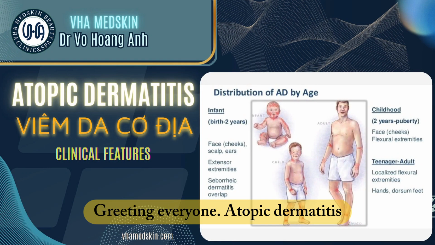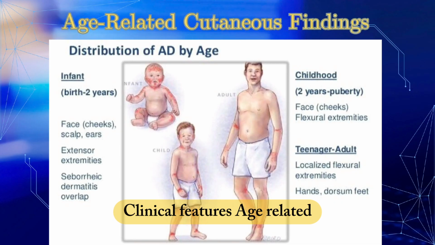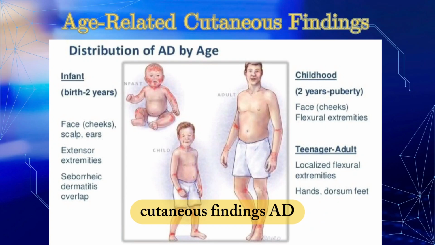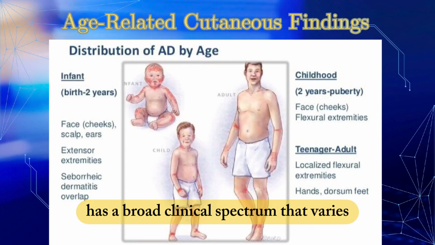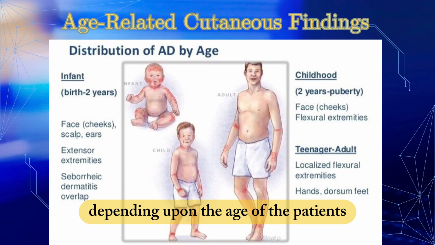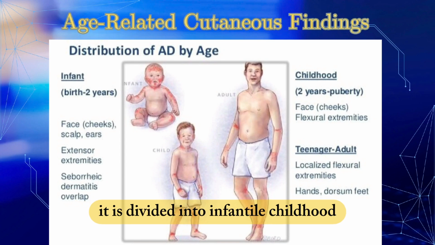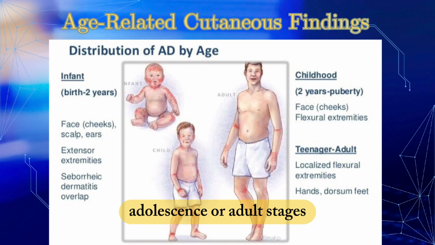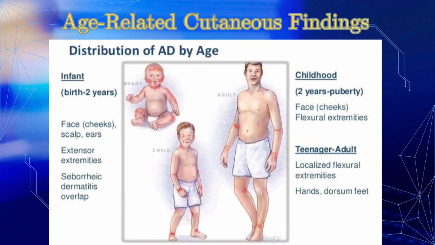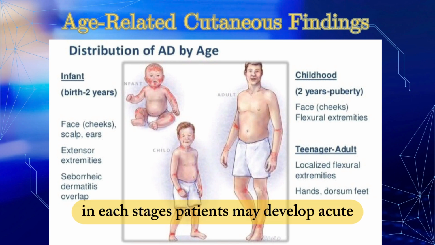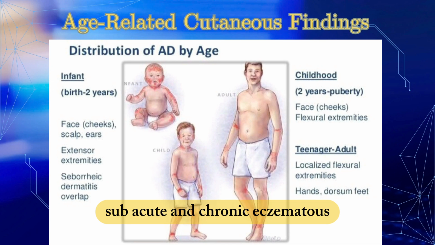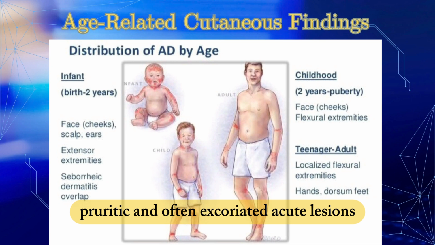Atopic dermatitis: clinical features. Age-related cutaneous findings. AD has a broad clinical spectrum that varies depending upon the age of the patient. It is divided into infantile, childhood, adolescent, or adult stages. In these stages, patients may develop acute, subacute, and chronic eczematous lesions, all of which are intensely pruritic and excoriated.